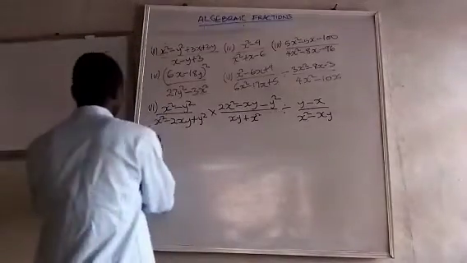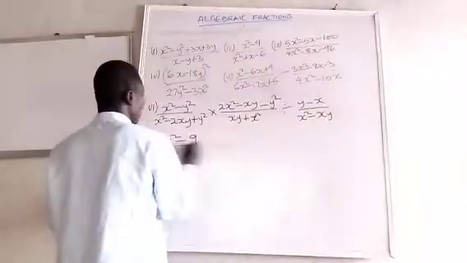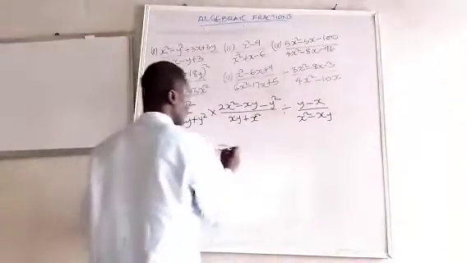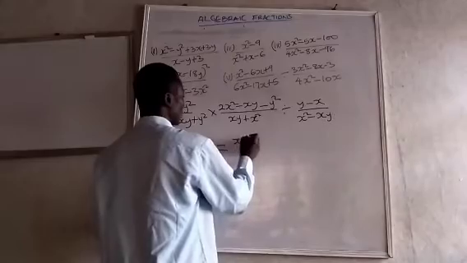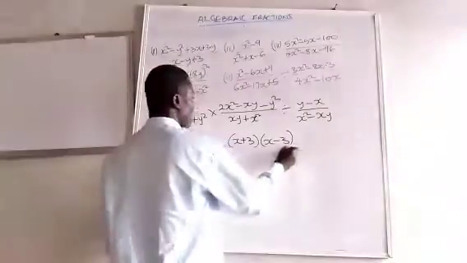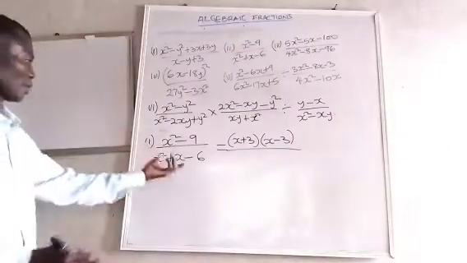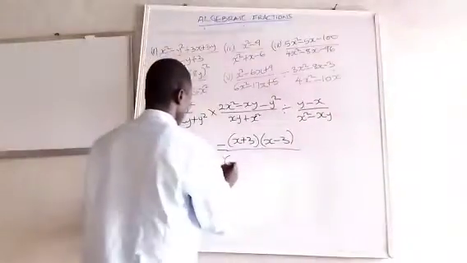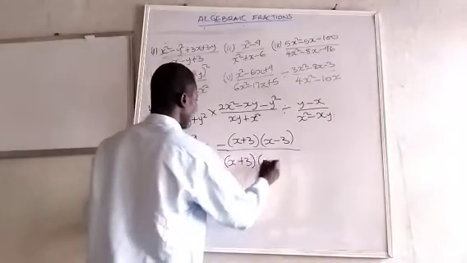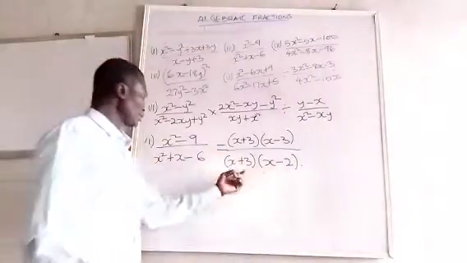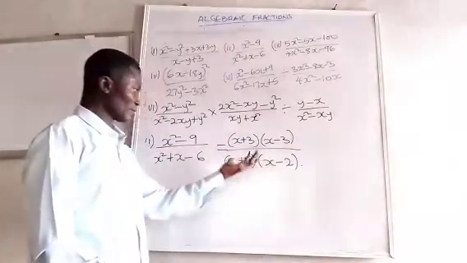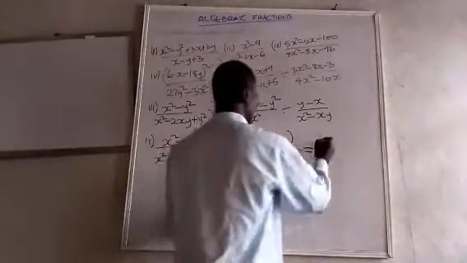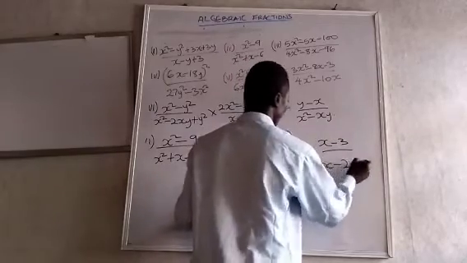Now the next one is this: x squared minus 9 divided by x squared plus x minus 6. Now let's factorize the numerator and denominator straight. So we have this one to be (x plus 3) into (x minus 3). I believe you know how we got this: difference of two squares. Here too, two numbers whose product is minus 6 and the sum is 1. So we have x plus 3 and x minus 2. You know, the sum is 1 and the product is minus 6. So what do we have here? This one cancels this. So at the end of the day, we are going to have x minus 3 over x minus 2. That's it.